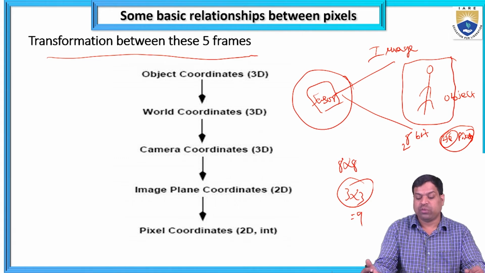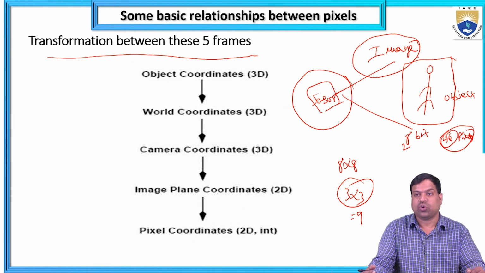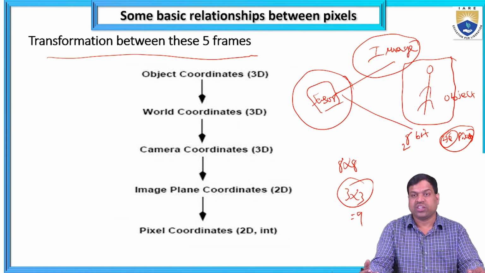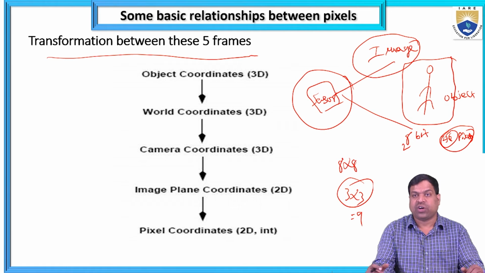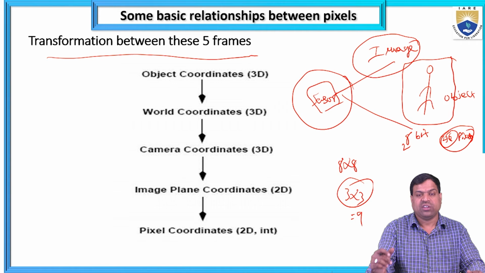So what are the 5 frames? Before creating the image, what are the 5 stages? The object coordinate: which object you are selecting. The world coordinate: the surroundings of that object. The camera coordinate: which type of camera or sensor you are using. And the image plane coordinate: which type of image you are selecting. After that selection, the image is formed when I capture it.